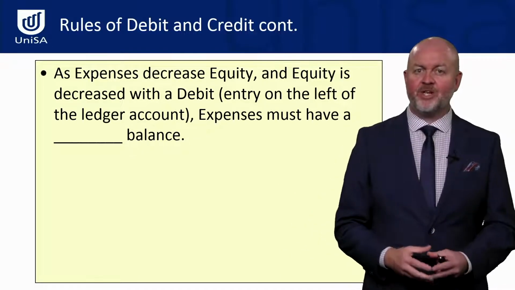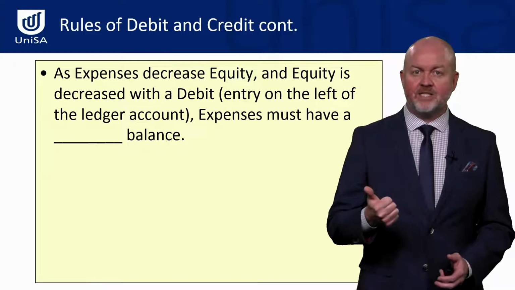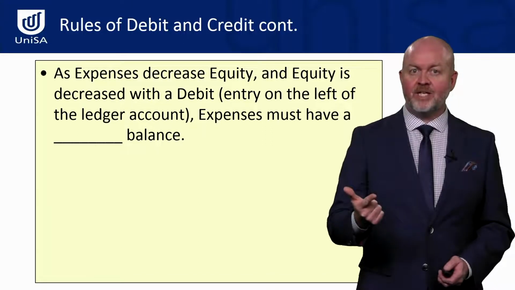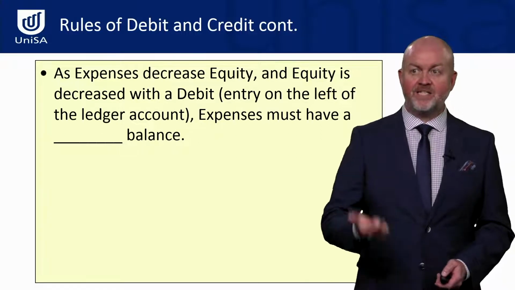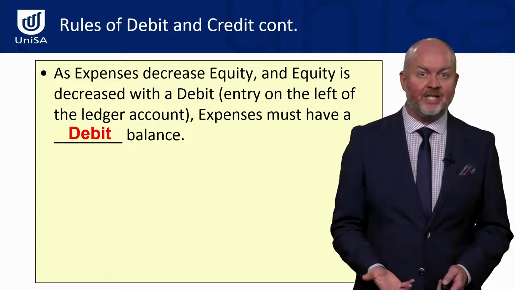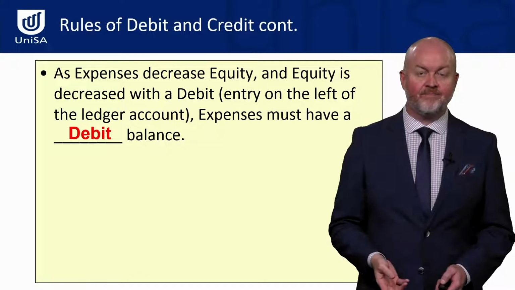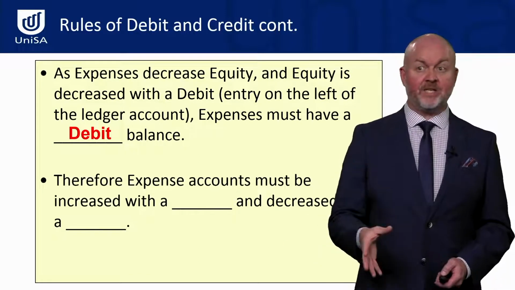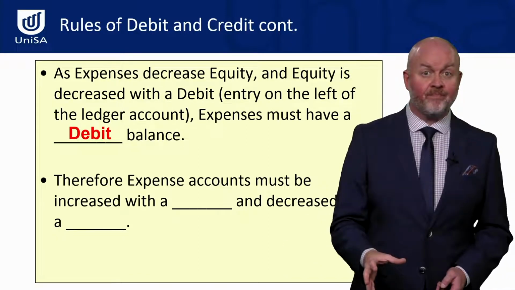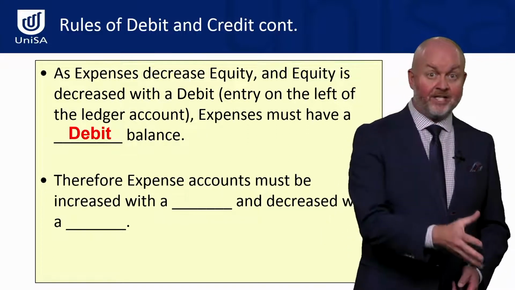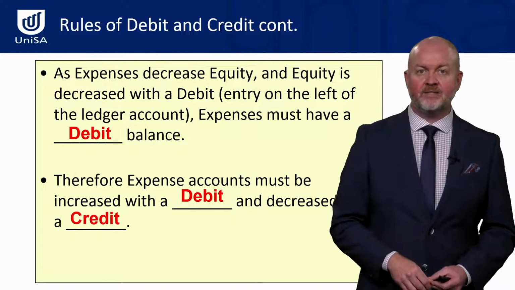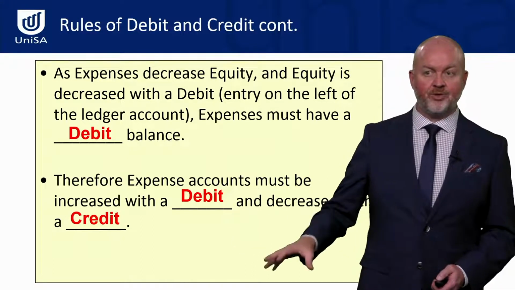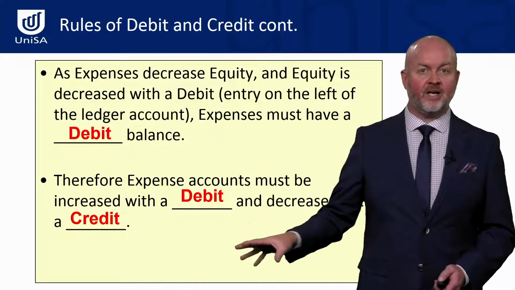So what happens when we merge those two things together? Expenses decrease equity, debits decrease equity. So for those two things to be true, expenses must be debit in nature. They must have a debit balance. And what that means is expense accounts, if I want to increase them, I increase it with an entry on the debit side or the left-hand side. If I want to decrease an expense account, of course I do the opposite. I put an entry in the credit or the right-hand side of the ledger account.